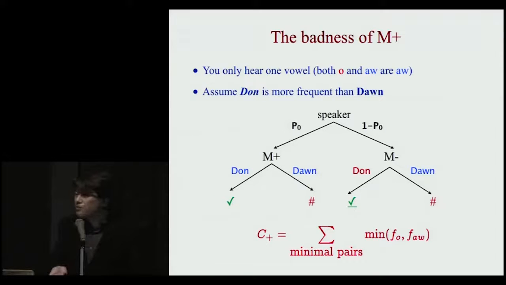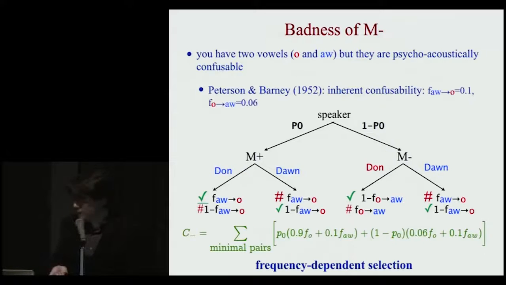Now the unmerged system is different. It's somewhat more complex. So you hear two vowels, O and AW, but they're actually psychoacoustically confusable to some extent. This goes back to Peterson and Barney. Roughly, AW can be perceived as O with probability 0.1, and this goes the other way with probability 0.6. So this needs a little more thinking.